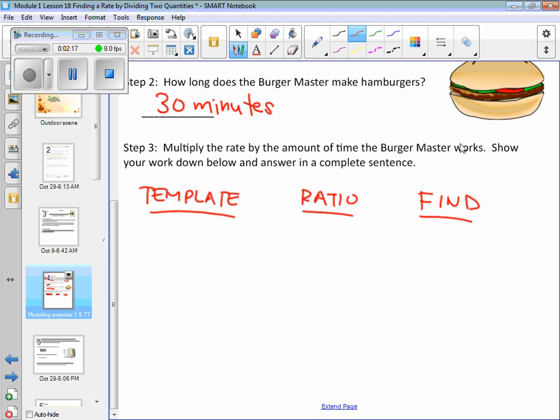So the template is really what are the things that we're comparing? What 2 things are being compared? Not the numbers, but what are the actual labels? What are the things? Nick. Burgers to minutes. So you're going to actually write the labels burgers over minutes.